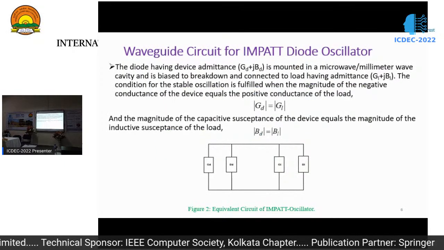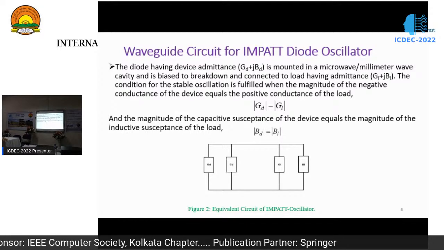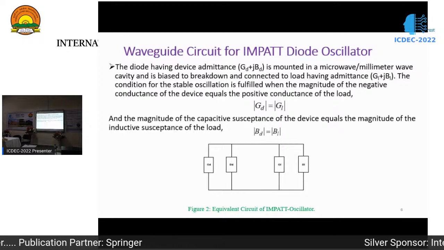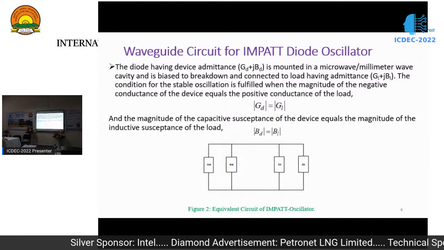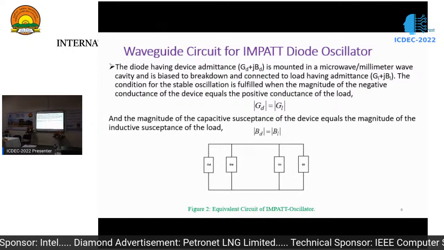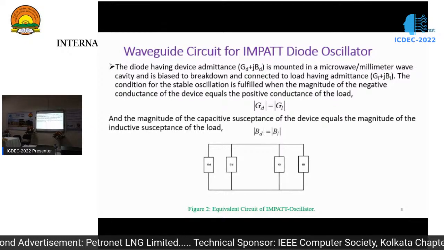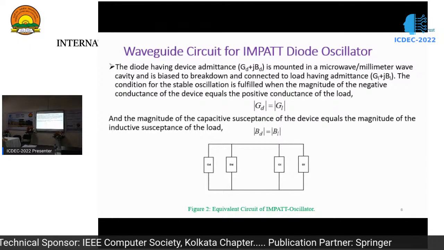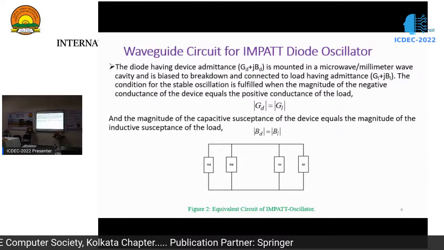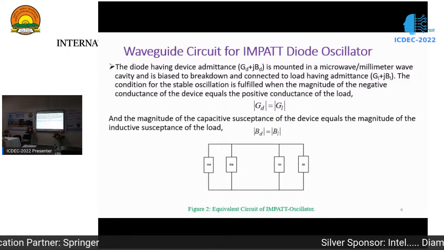Here you can see GD and BD is the complex impedance obtained from the device, and it is mounted on a waveguide oscillator, which also has a complex impedance. For a sustained oscillation, the negative conductance of the device should be equal to the positive conductance of the load, that is the circuit, and the negative susceptance of the device should be equal to the inductive susceptance of the load. If this is obtained, then we can get a sustained oscillation in the case of the ATD device.